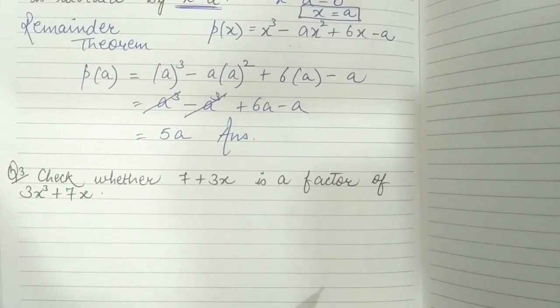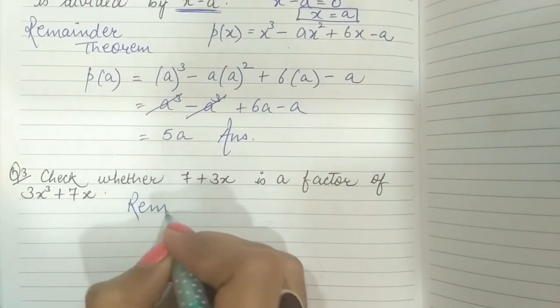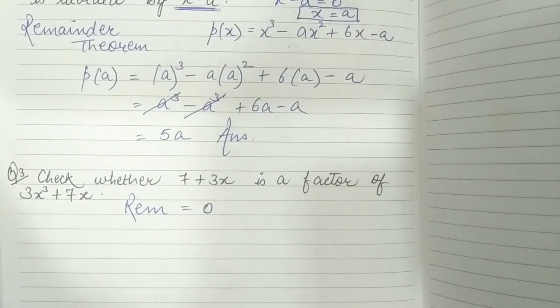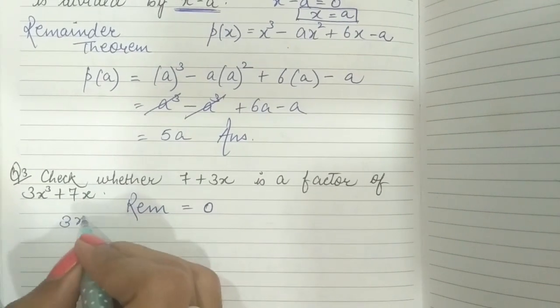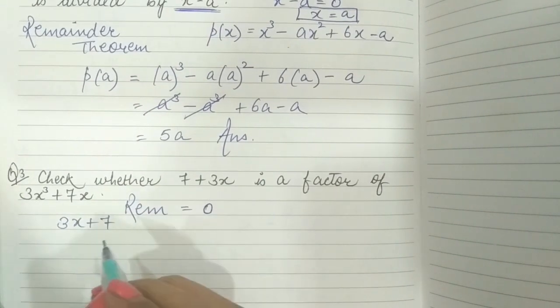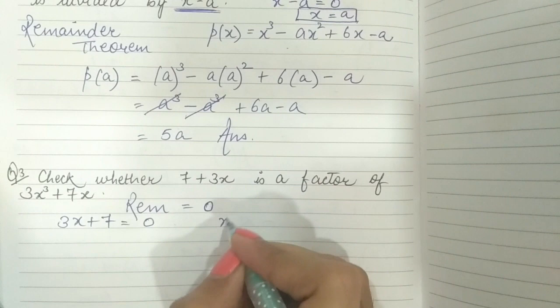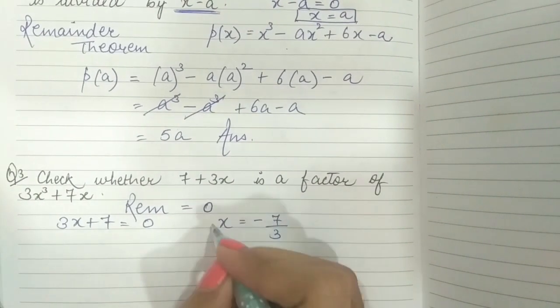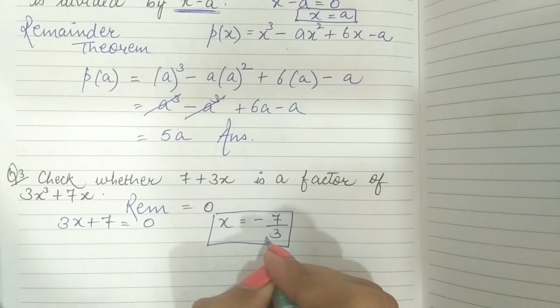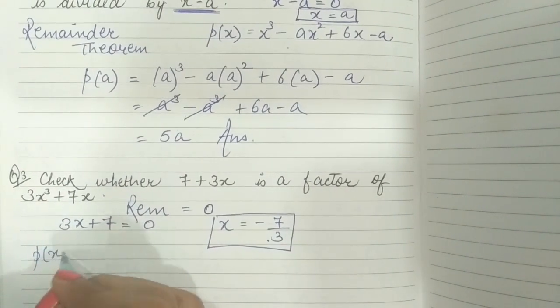In question number 3, it is asked: check whether 7 plus 3x is a factor of the polynomial 3x cubed plus 7x. Now a divisor is going to be a factor when the remainder is equal to 0. So if in this case our remainder is 0, we will see that 7 plus 3x is a factor, otherwise it is not. So our linear polynomial will be 3x plus 7. First find the 0 of the linear polynomial. It will be x equals minus 7 by 3. Now put this value of x in your given polynomial.